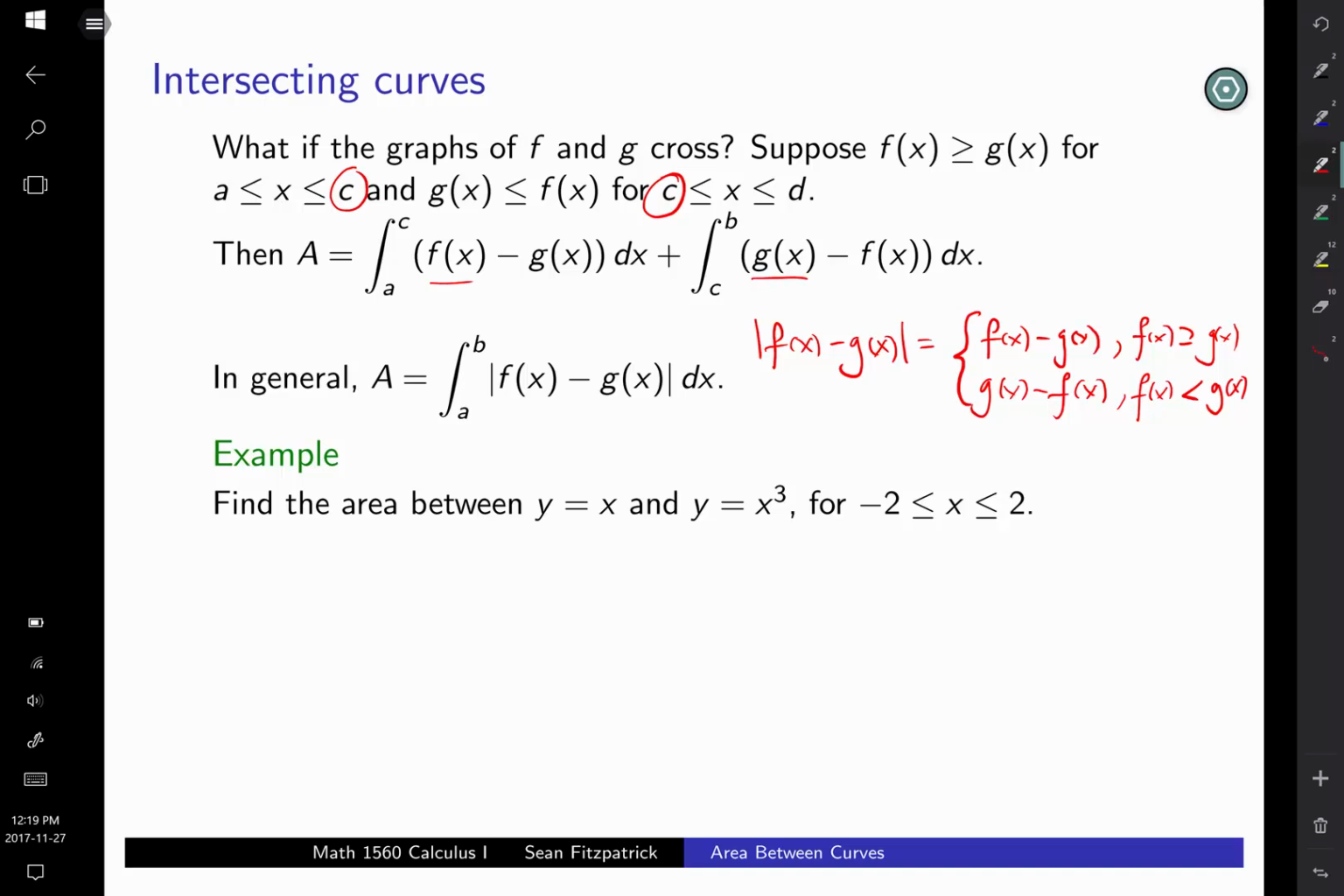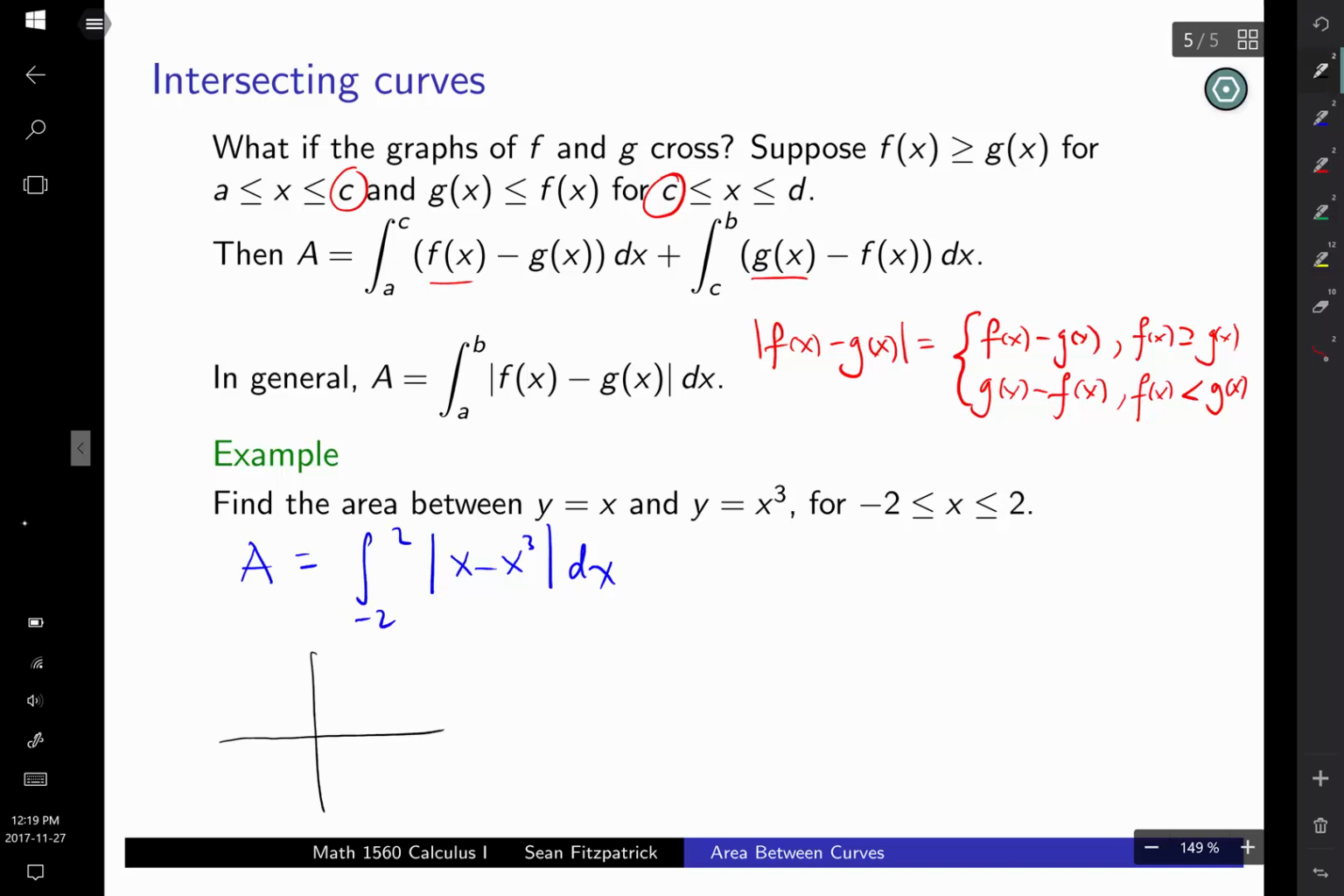So if I wanted to find this area between y equals x and y equals x cubed, well, I guess the answer is simply the integral from minus 2 to 2, absolute value, x minus x cubed dx. But I want to be able to evaluate this, and if I want to be able to evaluate it, then I need to have some idea of what I'm looking at. So let's sketch things. So let's draw y equals x. Let's draw y equals x cubed.